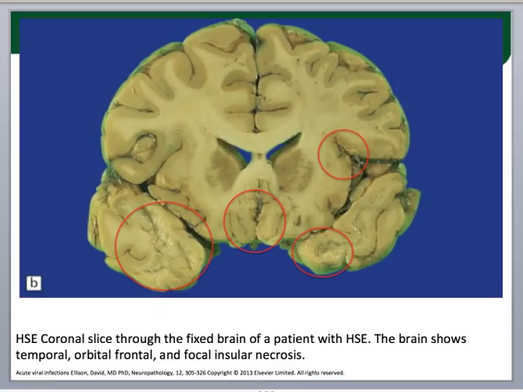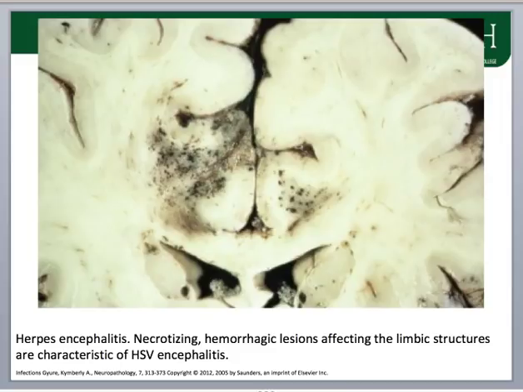This image is a coronal slice, again reinforcing the specific areas that tend to be involved with HSV encephalitis: the temporal lobes, the orbitofrontal cortex, and the insula. Another characteristic finding illustrated by this image, also involving the cingulate gyri, is that HSV encephalitis is associated with hemorrhagic necrotizing lesions.